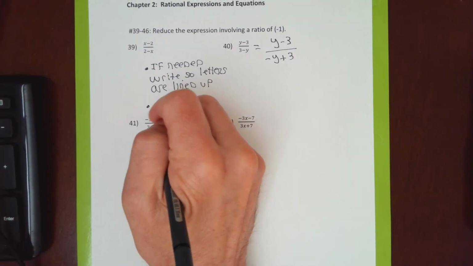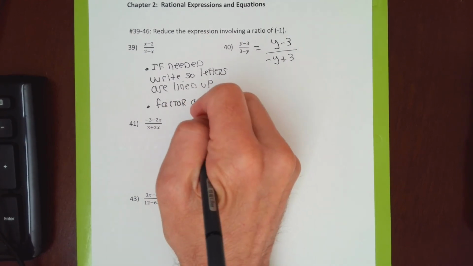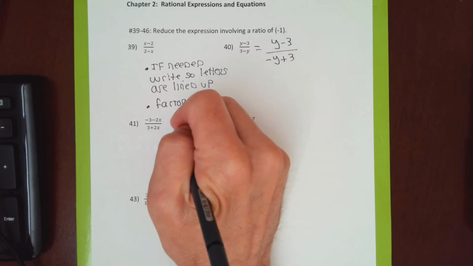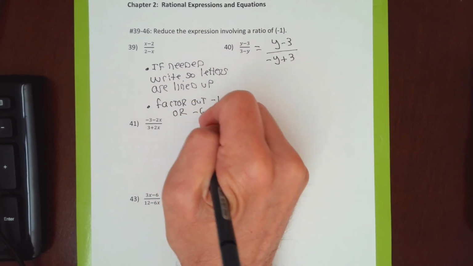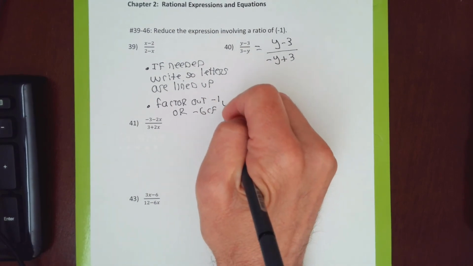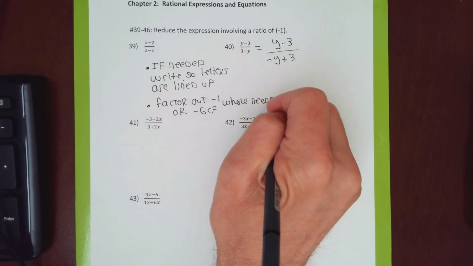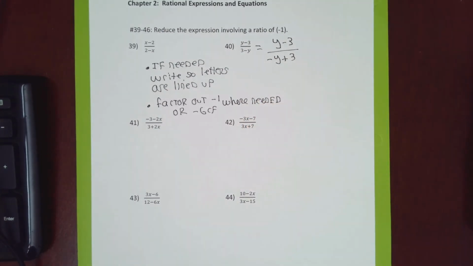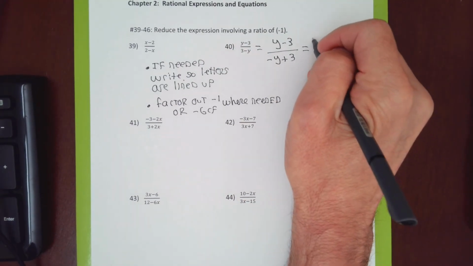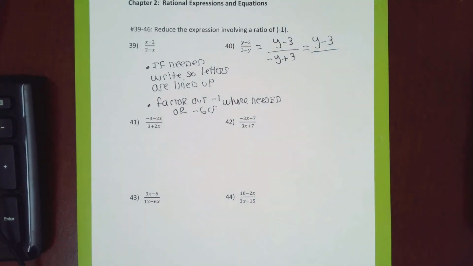Second, I'm going to factor out a negative 1 or a negative GCF where needed. So some of these problems have GCFs, some of them don't have GCFs, but most of them lead somewhere with a negative, and I need to get that factored out. In problem 40, the numerator doesn't lead with a negative. It doesn't have a GCF. I don't need to worry about it.